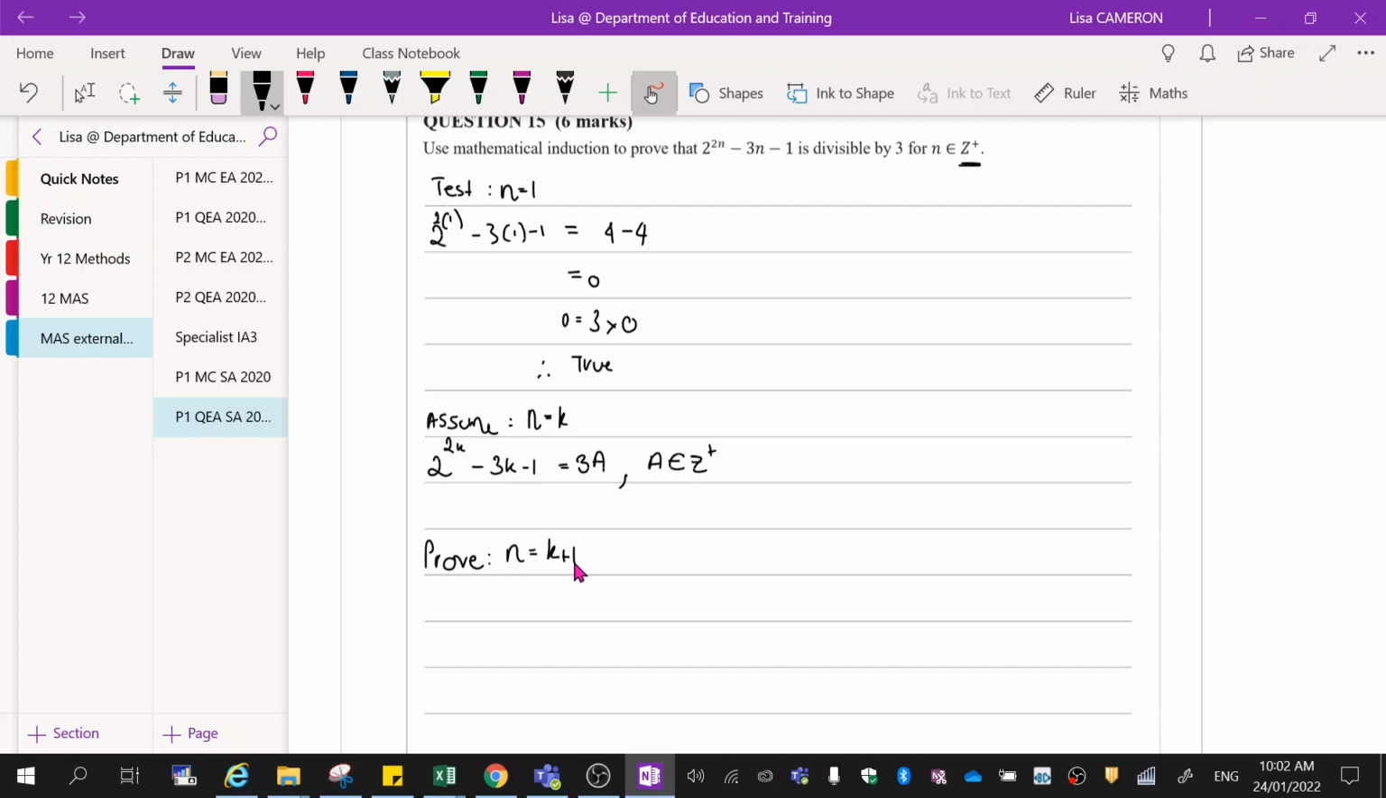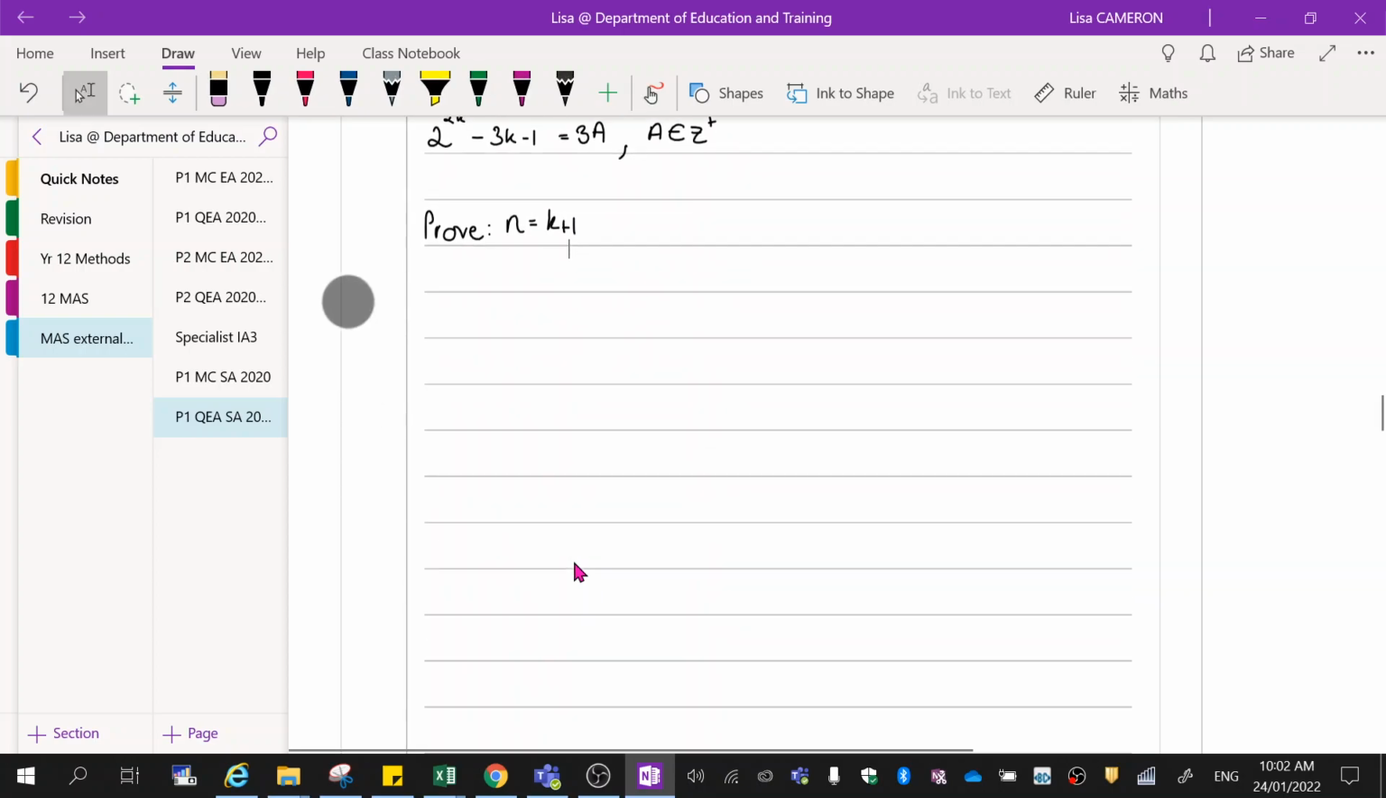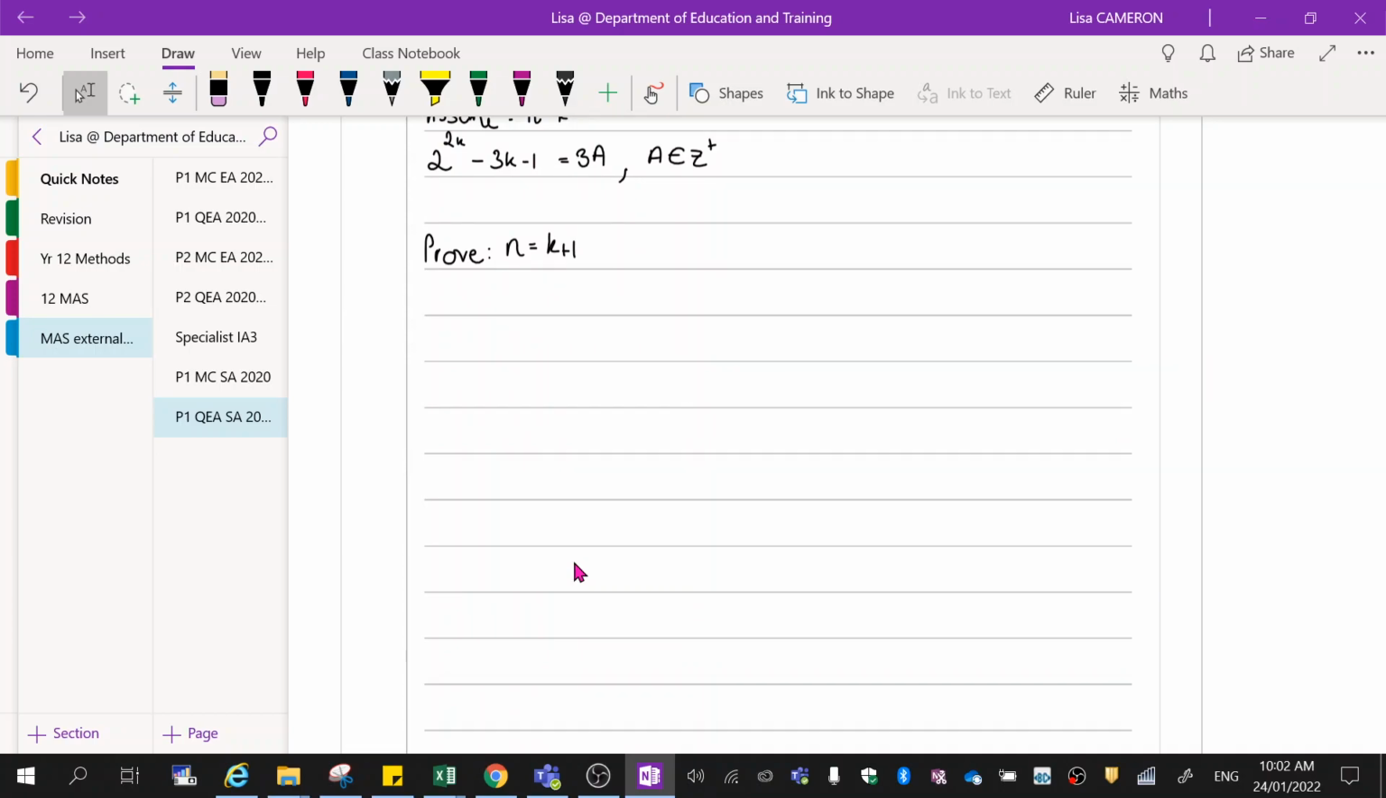Now, this is our inductive step here. So this is going to be the one that helps us make this statement all come together. Now, I'm scrolling down because this is going to take a bit of space for us. So first thing I'm going to do is substitute into the expression. Anywhere where there was an n, I'm going to put a bracket and k plus 1 in the bracket. Okay, and that will change into 2 to the power of 2k plus 2 minus 3k minus 3 minus 1.